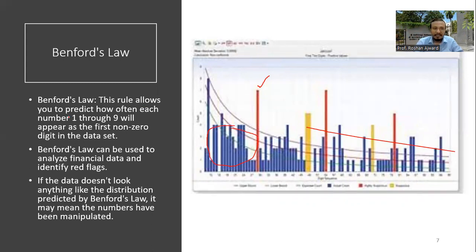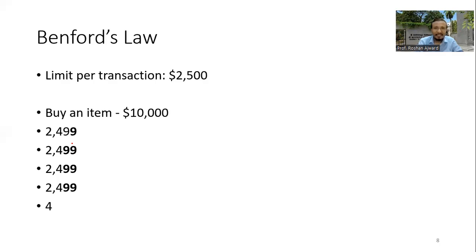Benford's law is a rule that allows you to predict how often each number 1 through 9 will appear as the first non-zero digit in a dataset. So this will tell how many times a digit would occur, expected and unusual. Now sometimes if you manipulate data, a number might increase unnaturally. Now let me give an example.